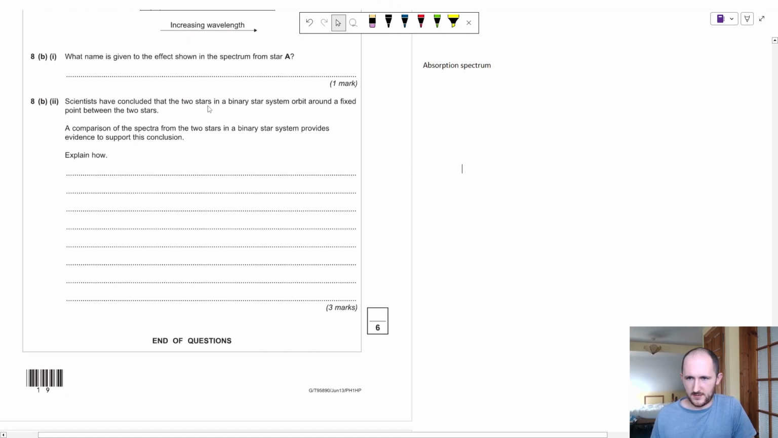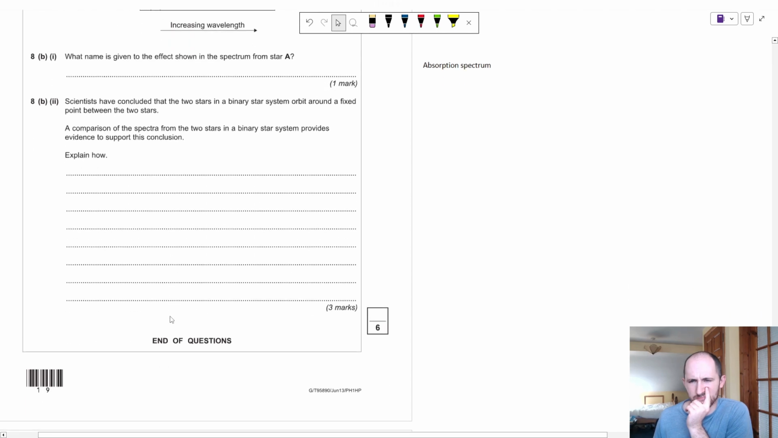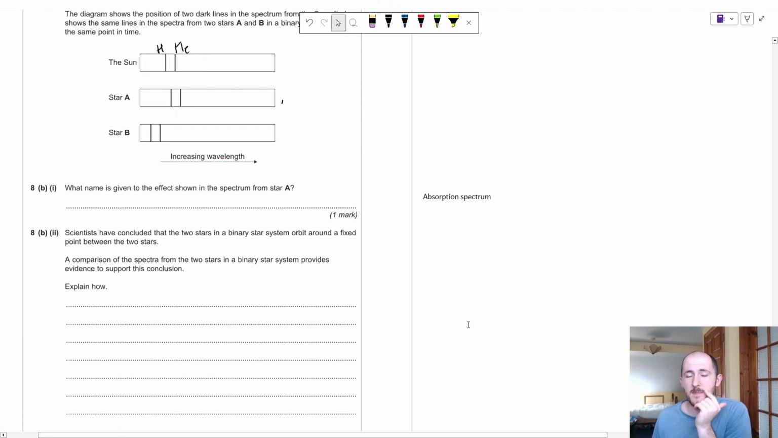Scientists have concluded that the 2 stars in the binary star system orbit around a fixed point. A comparison of the spectra provides evidence to support this. You know what's really bad is I took so many astrophysics modules at university. Okay. Scientists have concluded that the 2 stars in a binary star system orbit around a fixed point between the 2 stars. A comparison of the spectra from the 2 stars provides evidence to support this.